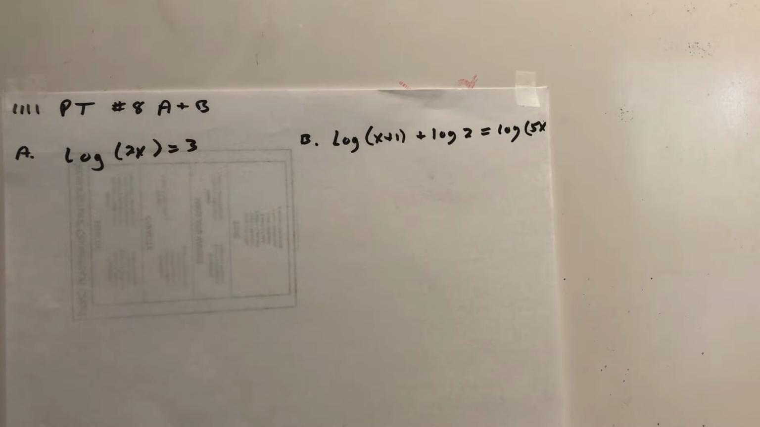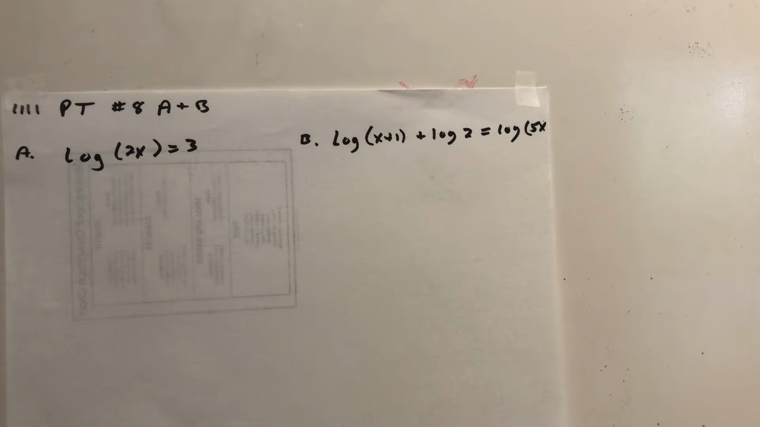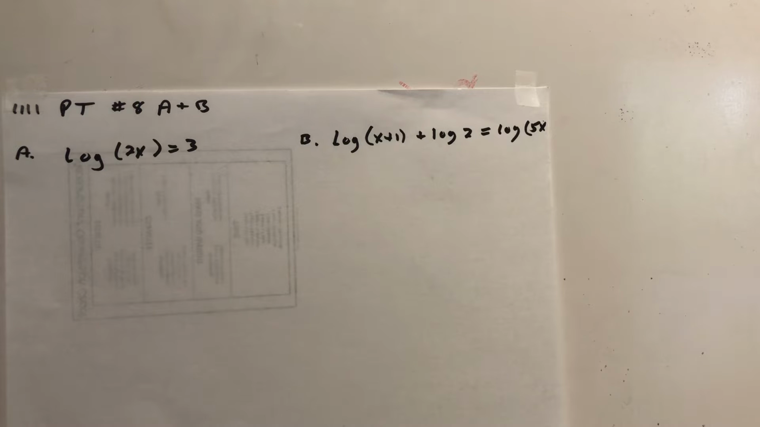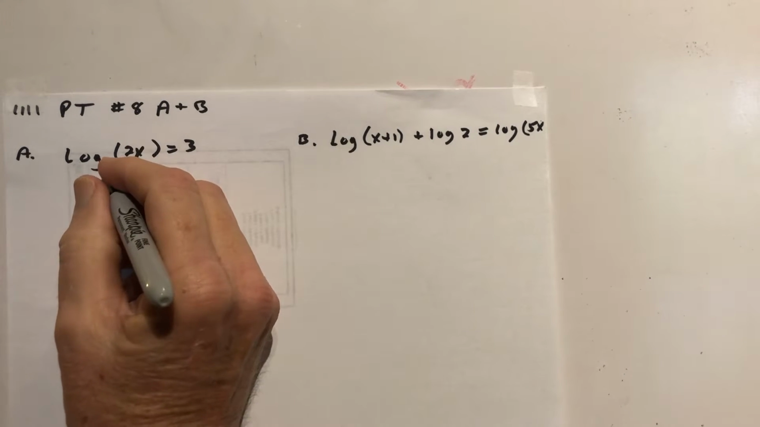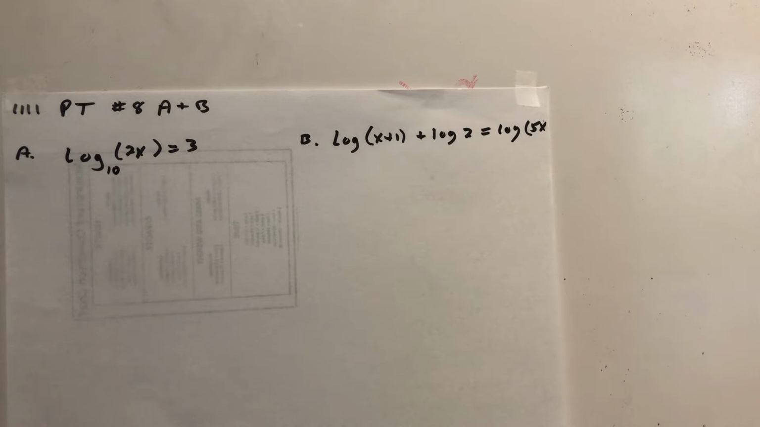So a good idea, if it's log and you can't figure it out, change it to an exponent. What is our base? There's no base written there, so we assume it's base 10. You don't have to write the 10, you just have to remember there's supposed to be a 10 there. Let's change to an exponent.